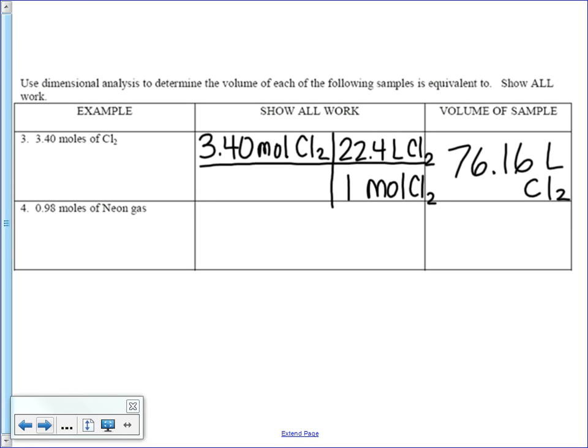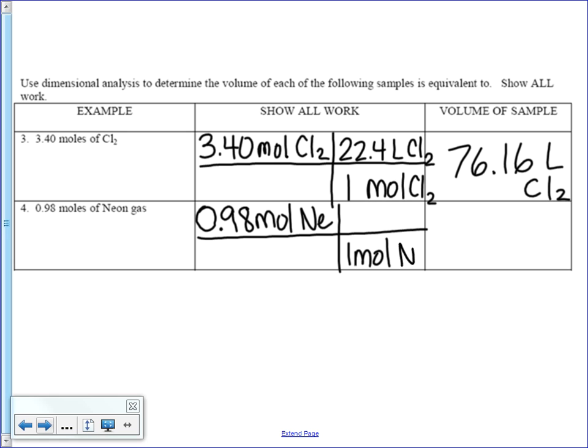Answer to number 4, 0.98 moles of neon gas. Again, because we have moles as our initial unit, we want moles on the bottom, and then our value of 22.4 liters on the top. So we would multiply 0.98 times 22.4, and my final answer is 21.95.